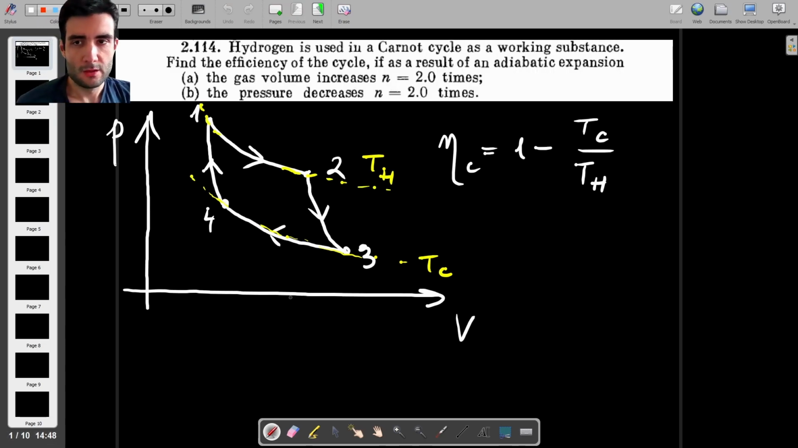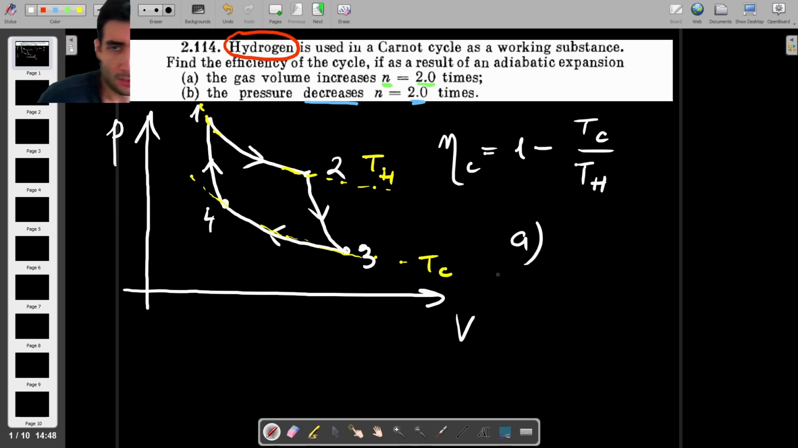So part A of the question is saying, find the efficiency if the gas volume increases by a factor of n, which in this case n is equal to 2. And then for part B, what is the efficiency if the pressure decreases by an amount n, where again in this case n is equal to 2. And we also know that the working gas is hydrogen, so we'll see what importance this has in a bit. So let's start with part A.